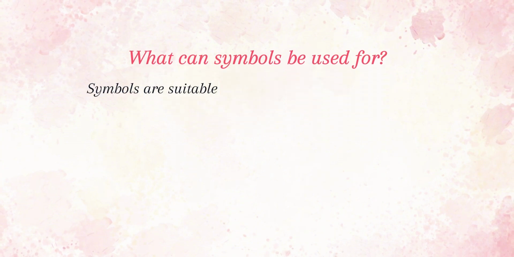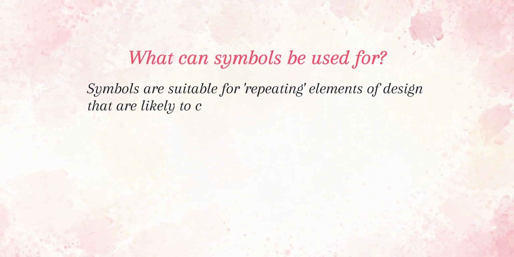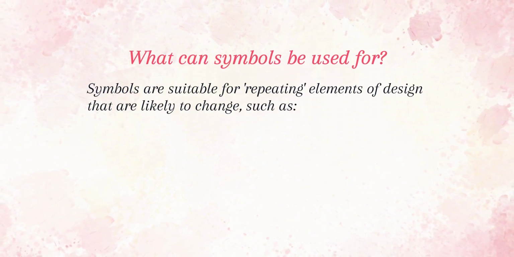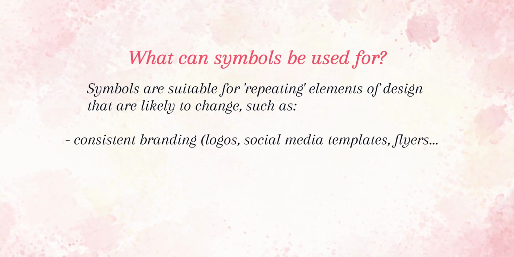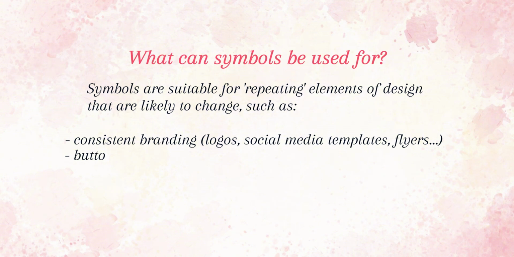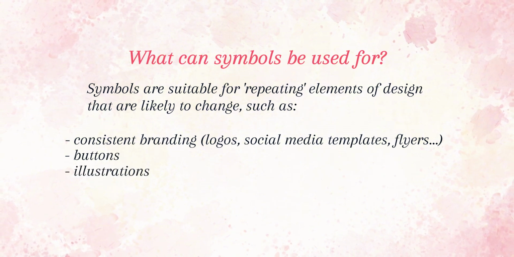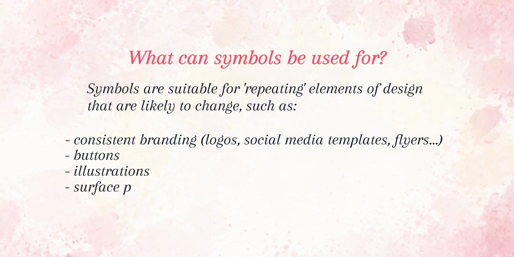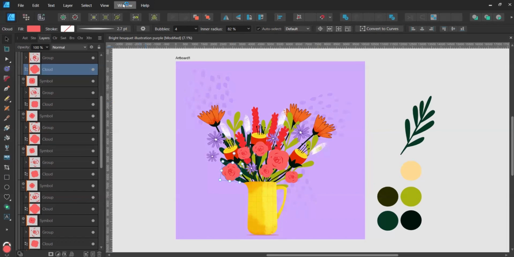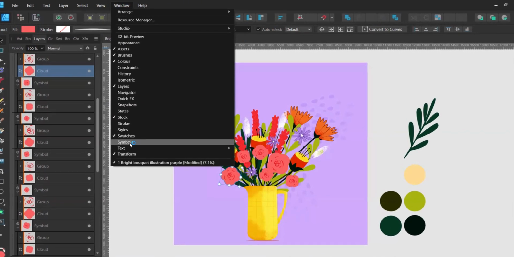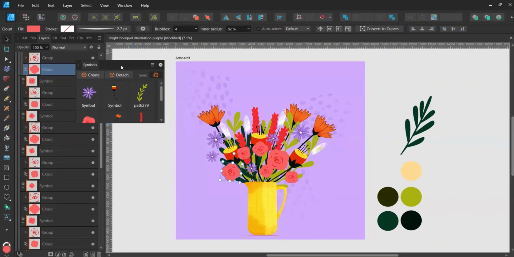And what can symbols be used for? Symbols are suitable for repeating elements of design that are likely to change, such as consistent branding like logos, social media templates, flyers, but also buttons, illustrations, and they can come in handy even when creating your surface pattern designs. If you don't have the symbols panel visible, go to Window, tick Symbol, and you should get this window open.